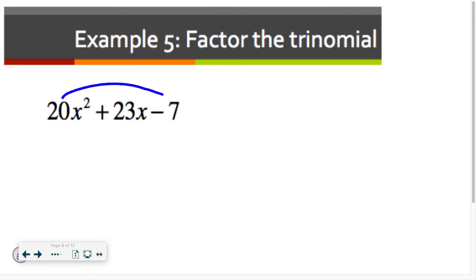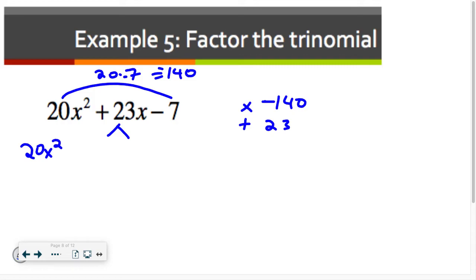Okay? So again, one more time, I'm going to do 20 times 7, which is 140. So I'm going to need 2 numbers that multiply to negative 140 and add to a positive 23 in the middle. When I do that, I get 20x squared plus 28x minus 5x minus 7. Those are my two numbers that do that, 28 and negative 5. So this is my grouping idea. I'm going to start with this. What can I take out of 20x squared and 28x? I can take a 4 and an x out.